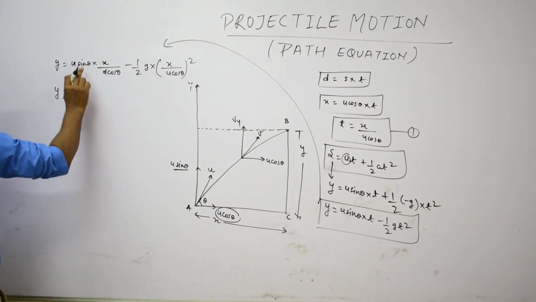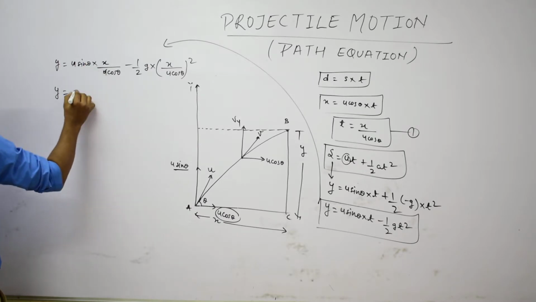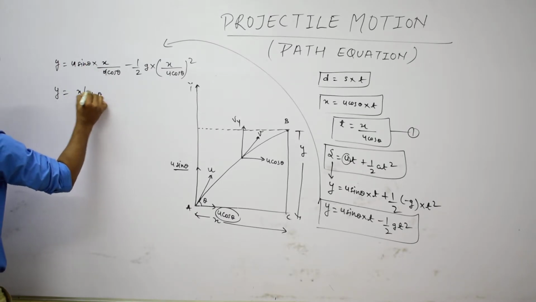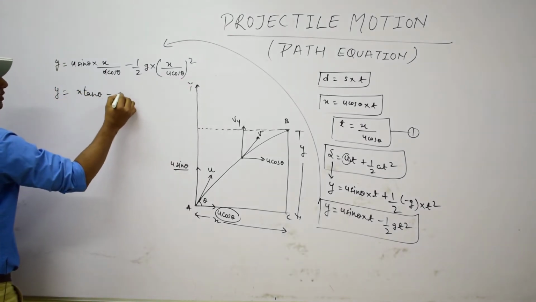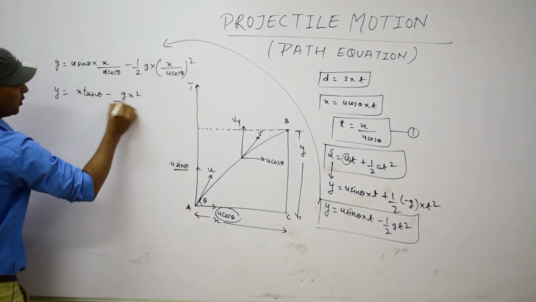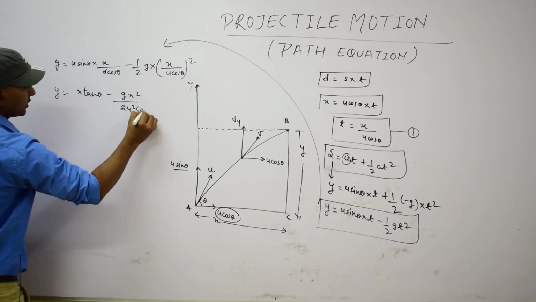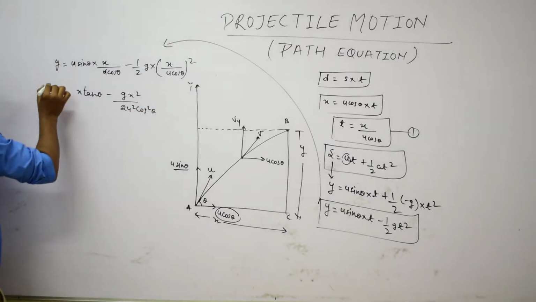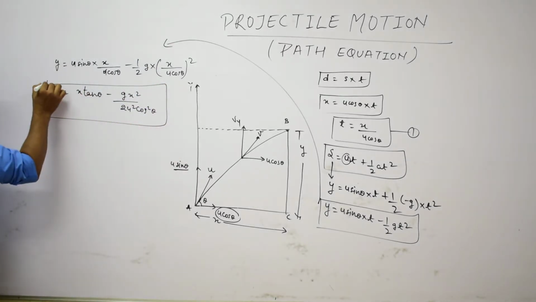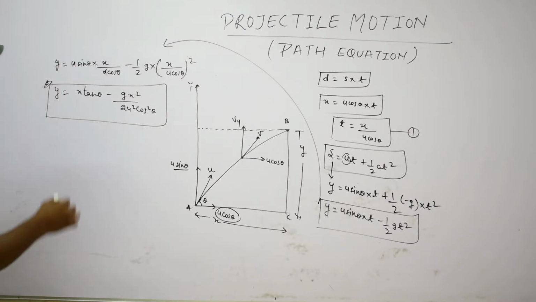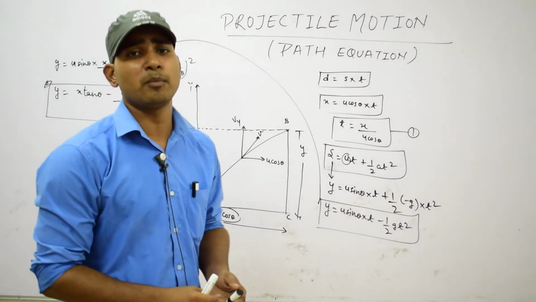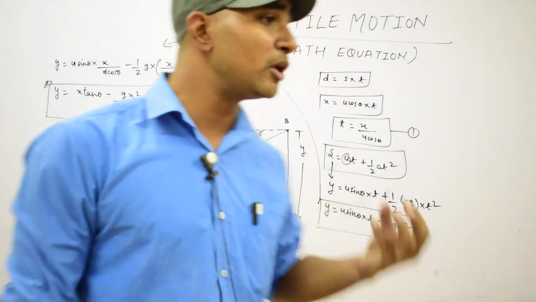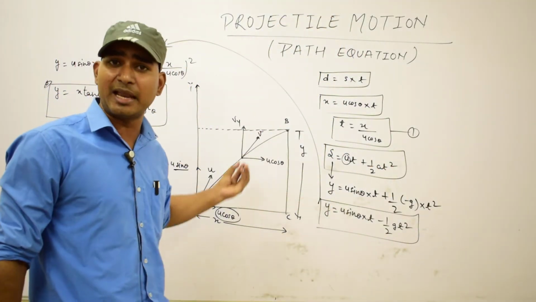You will cancel out sin theta upon cos theta, tan theta. So we can write x tan theta minus g x square upon 2 u square cos square theta. So just see here, this is the relation between y and x component. Y and x component describes the particular location in the space of this projectile motion.